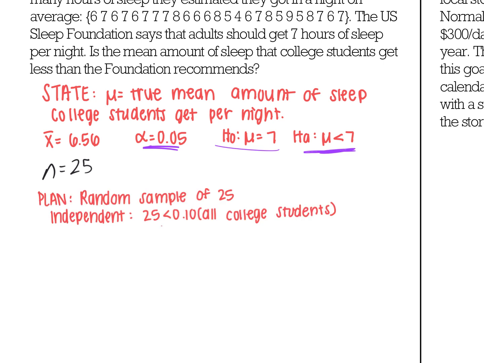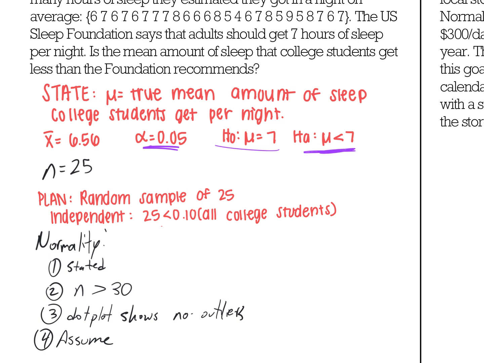Now, as I'm planning here, you'll see that we have a random sample of 25 college students, and we can judge this to be independent because 25 is less than 10% of all college students. However, my criteria for normality is a little more challenging in this case, okay? What conditions do I need in order to be normal for this type of test?